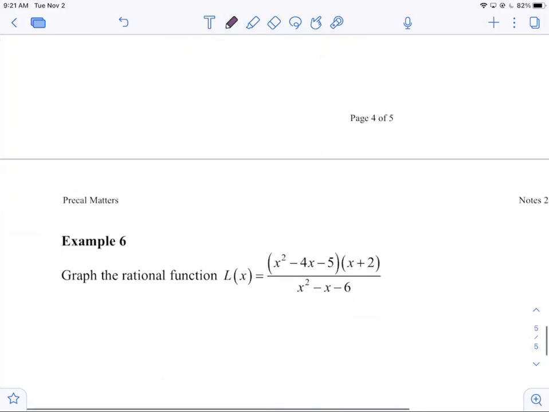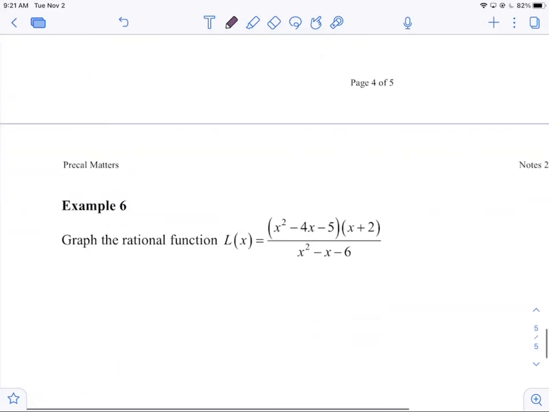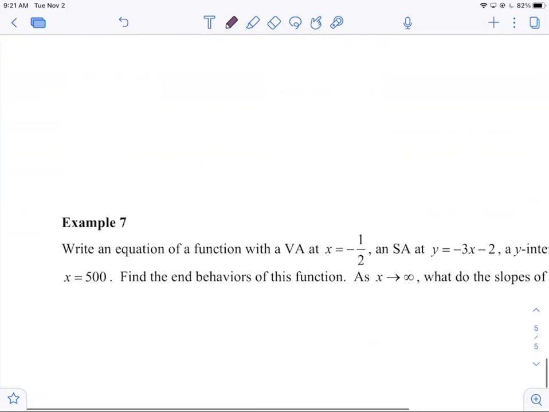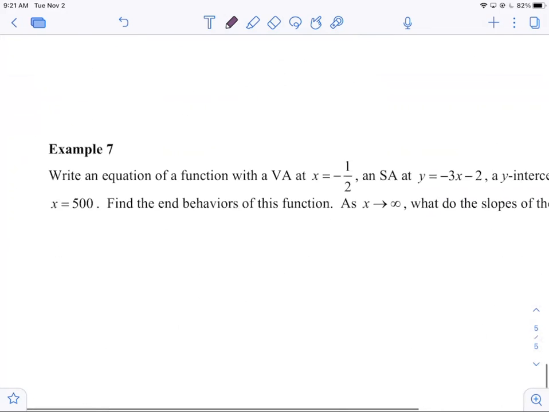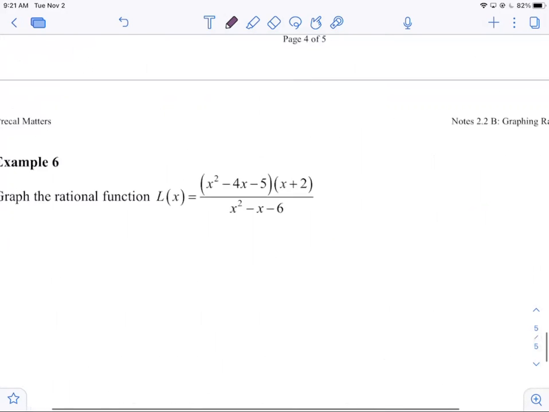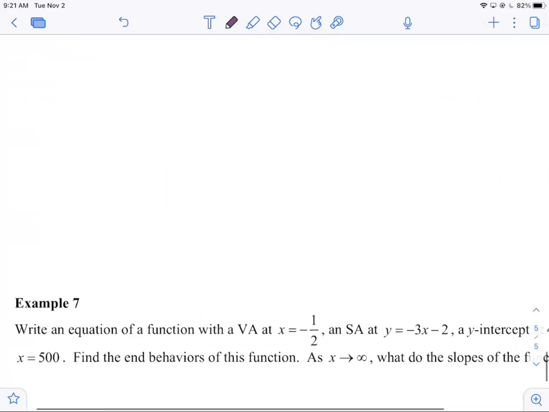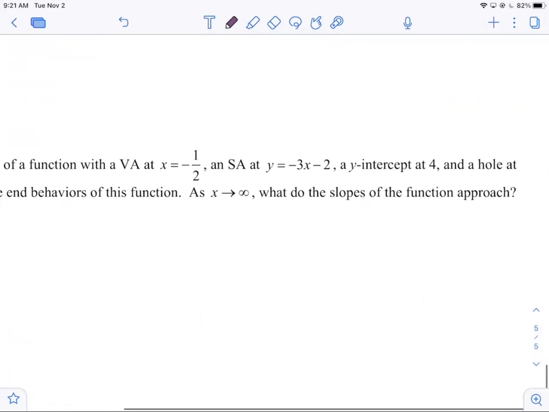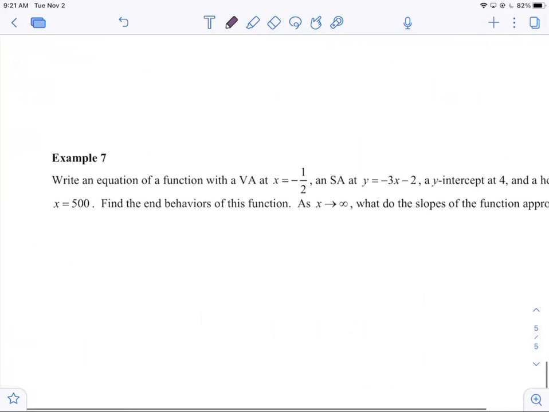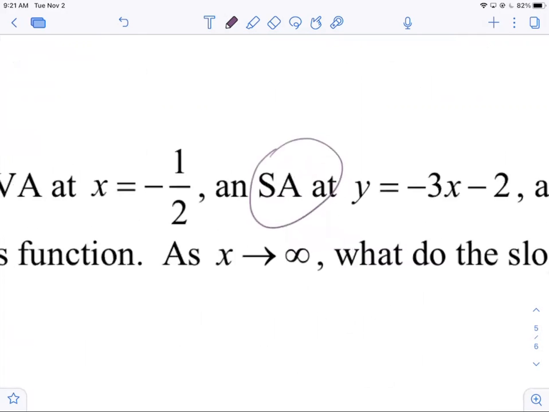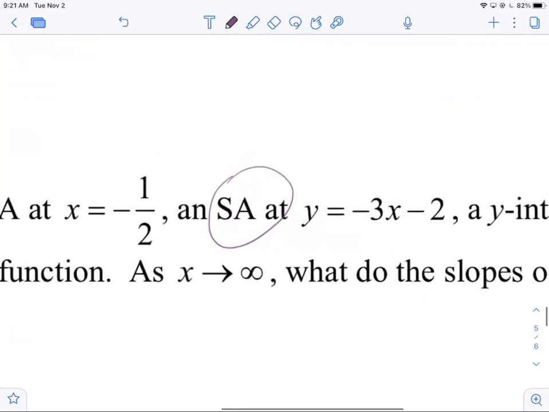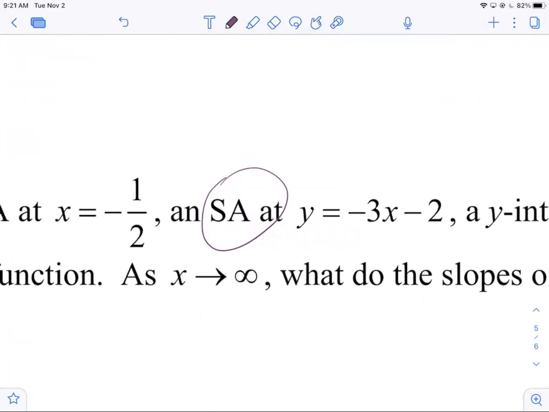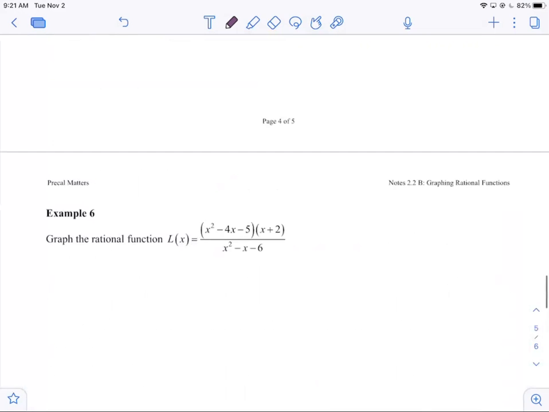Let's see. Well, there are some crazy ones. Can't really do this one because I haven't taught you about asymptotes, and I don't think we can hand graph up to 500. SA is a slant asymptote. I'm not going to tangle with that.